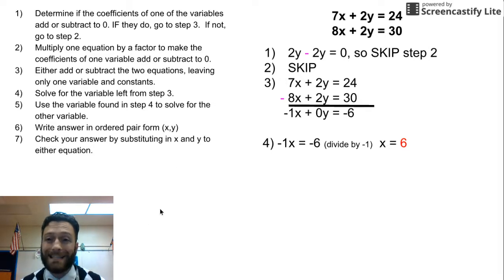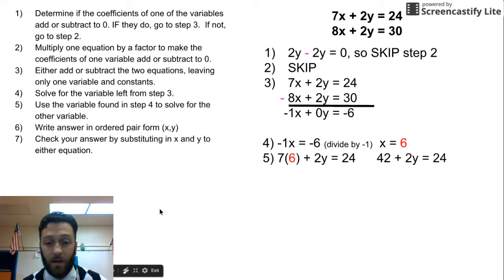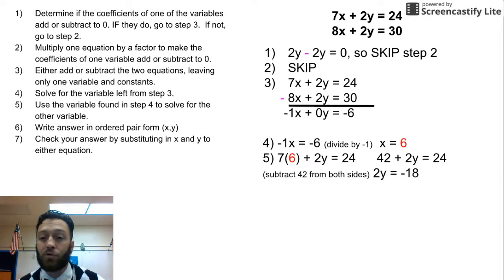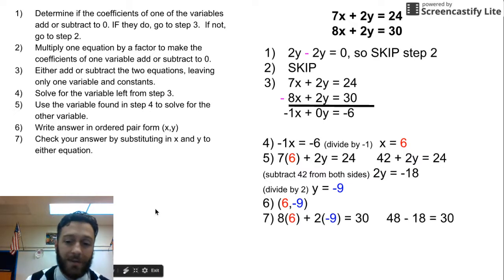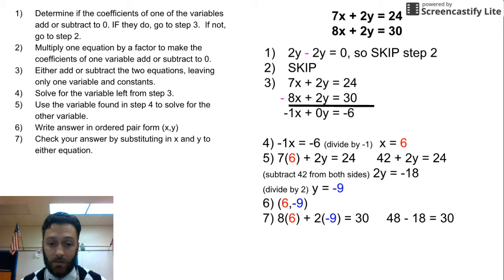Step 5, we're going to take that 6, substitute it back into an equation. We get 7 times 6 plus 2y equals 24. 42 plus 2y equals 24. We got to subtract 42 from both sides. 2y equals -18. Divide by 2, y equals -9. So our solution for this system of equations is 6, -9. And substitute that back into the equation to get 48 minus 18 equals 30. That is true, meaning that our solution from step 6 is correct.